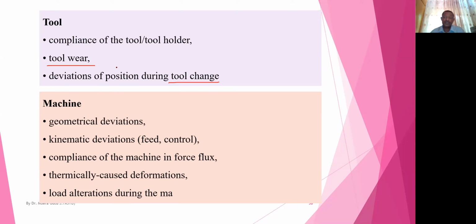Machine. When you see the machine, the geometrical deviations of the machine: is it a rigid machine or what type of machine is it? Kinematic deviations, which arise when you are giving feed to the cutting tool, when controlling the system, the feed compliances of the machine in force flux, thermally caused deformations. And if the machine does not resist thermal loading, the load alteration during machining also matters.